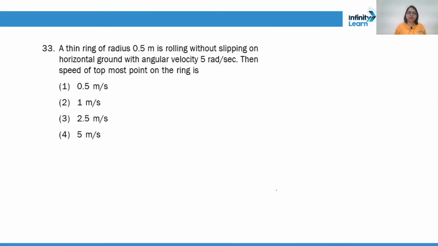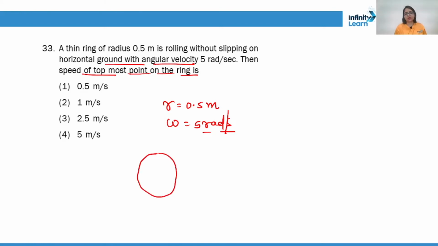Question number 33. A thin ring of radius 0.5 meter is rolling without slipping on horizontal ground with angular velocity 5 radian per second. Then speed of topmost point on the ring is. So speed on the topmost point is v plus omega r. v is equal to omega r in this case. So it will be 2 omega r. So it is 2 into 5 into 0.5, which is equal to 5 meter per second. Right. So correct answer is option 4.